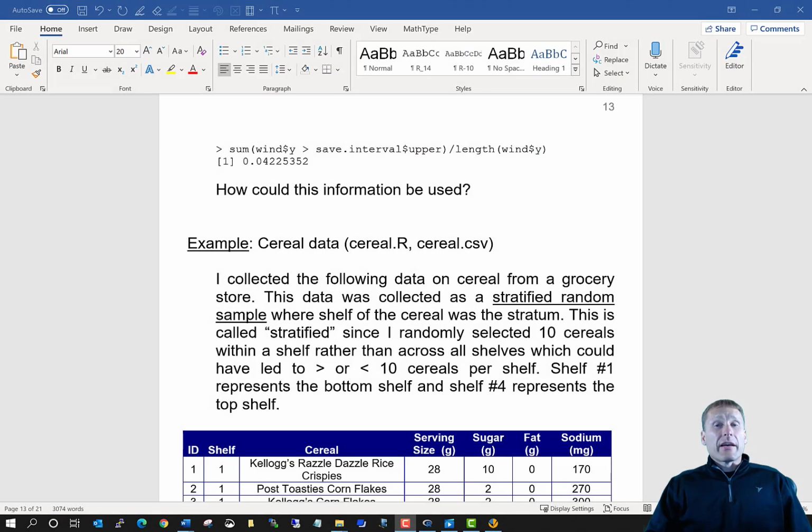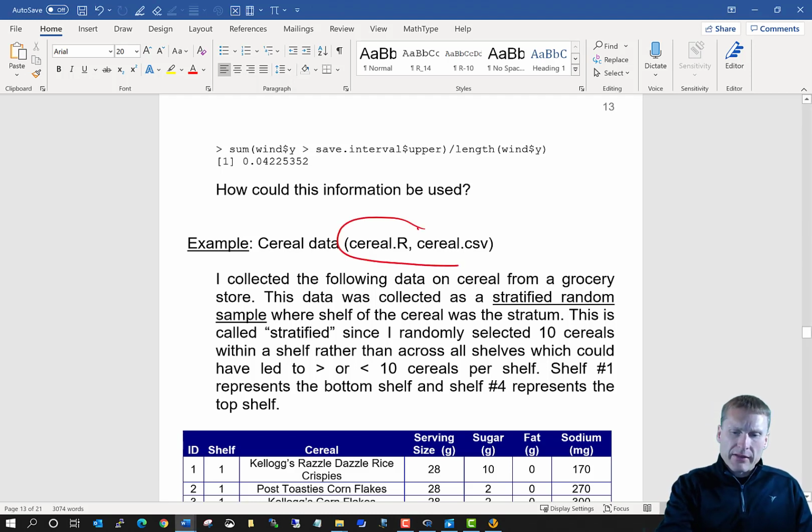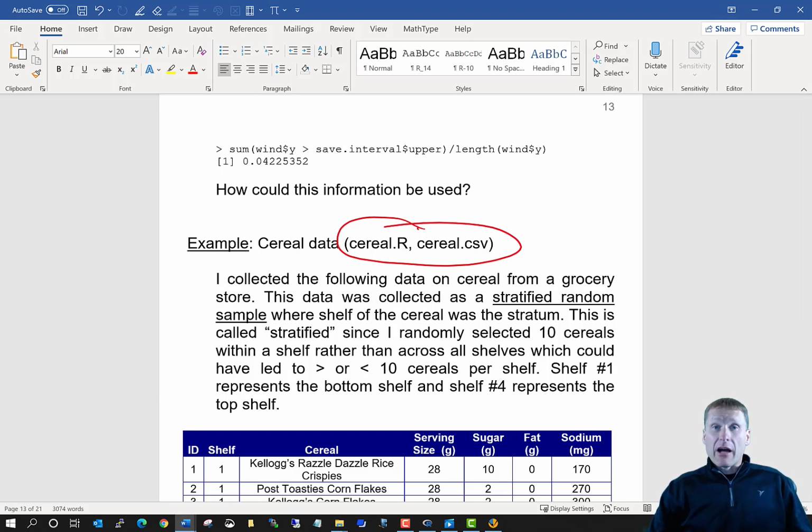Okay, let's next take a look at a new example. This example deals with what I call the serial data set. We'll look at this example a number of times in our course. The corresponding work that I do is in serial.r in terms of the R programming, and the data is in a comma delimited file, serial.csv.